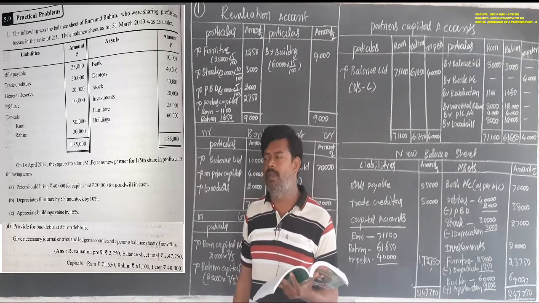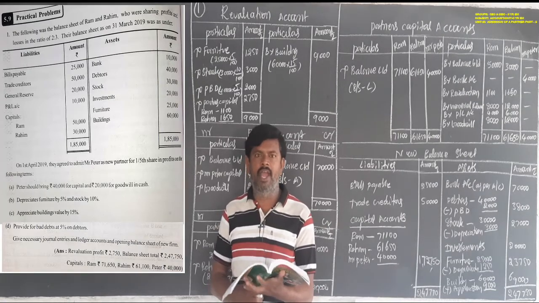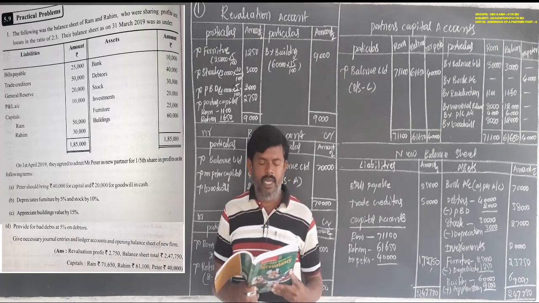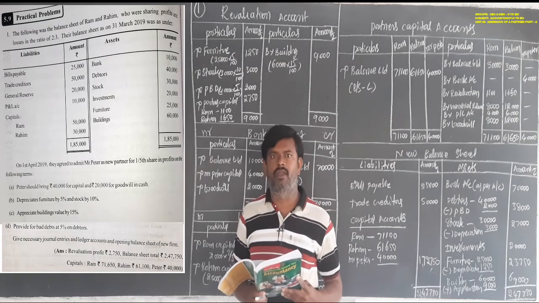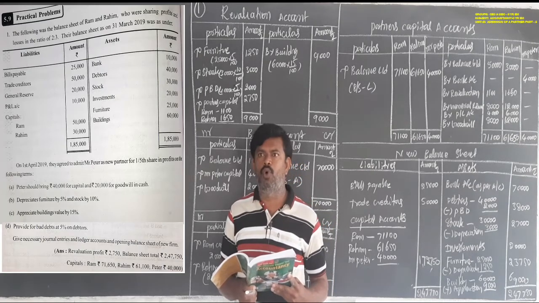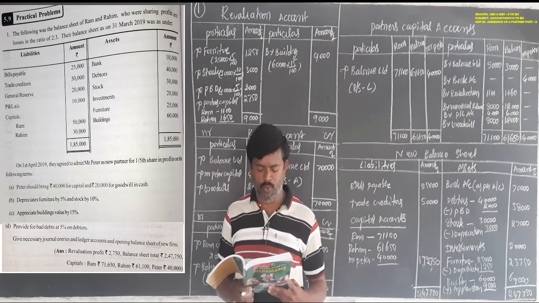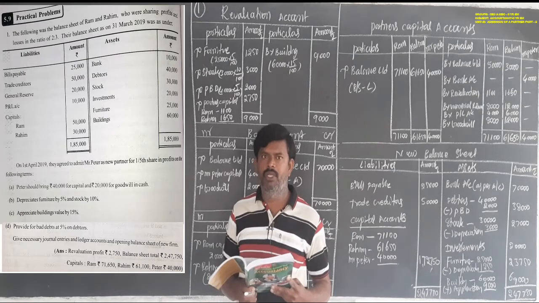So as per this problem, I read the problem thoroughly and observe each and every item. First, we identify the old ratio of the partners. The following is the balance sheet of Ram and Rahim, the 2 old partners who are sharing profits and losses in the ratio of 2:3. 2 shares belong to Ram, 3 shares belong to Rahim, total 5 shares. So it must be written 2 by 5 and 3 by 5.